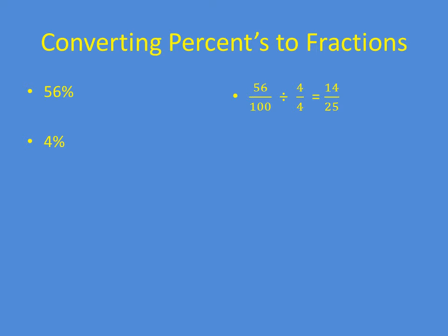If I have 4%, I move that decimal 2 spaces to the left, I get 4 hundredths. And here it is. I divide it by 4. It happens to have the same common factor as the one before, and my answer would be 1/25.